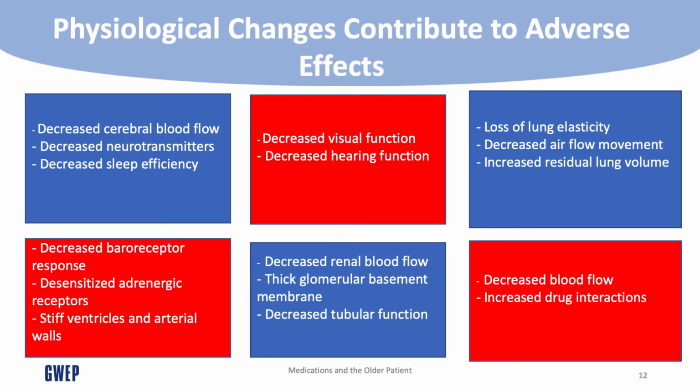The kidney we already talked about. There is a decrease in renal blood flow, a thickening of the glomerular basement membrane, and a decrease in tubular function, which all add up to decreased renal function. And as I said, we see a decrease in liver blood flow and what's more likely to have drug interactions in our older population. So all of these factors also increase our patients' vulnerability to side effects of medications.